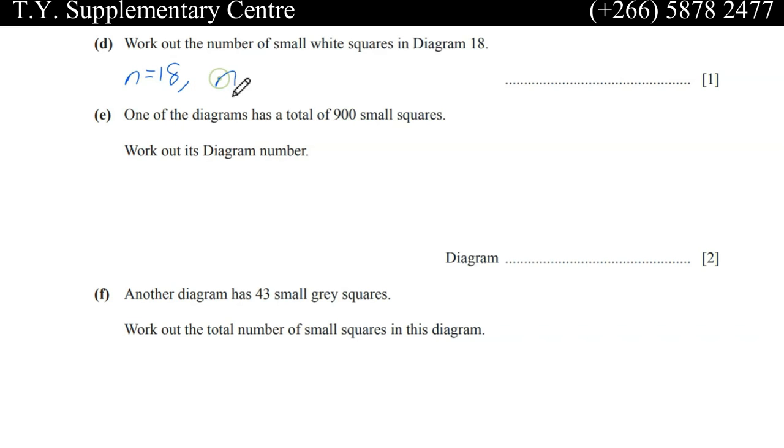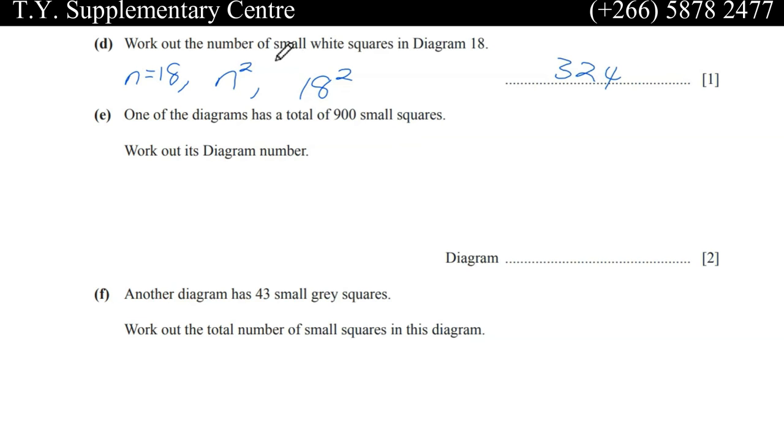So the formula for the sequence of small white squares is n squared, meaning to get the number of small white squares in diagram 18, we say 18 squared. So 18 squared, that's 324.